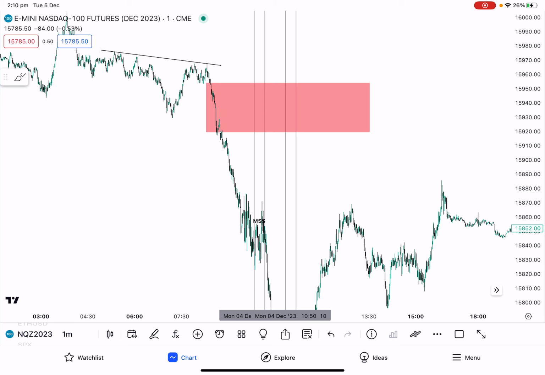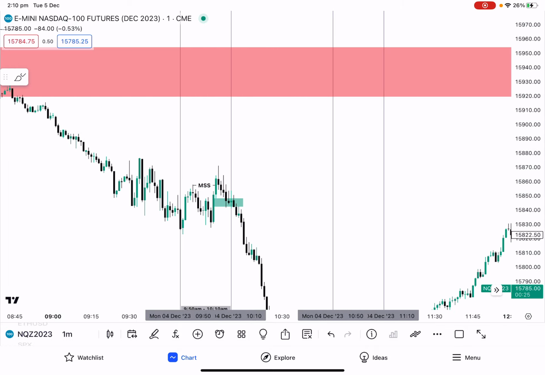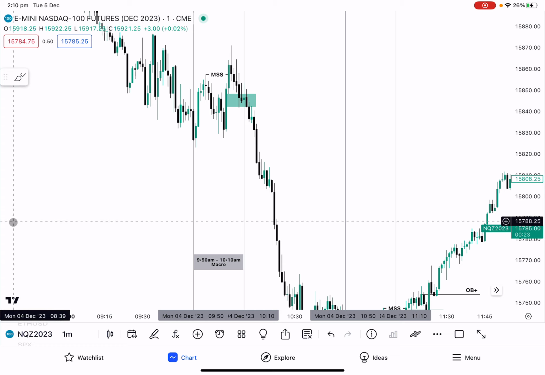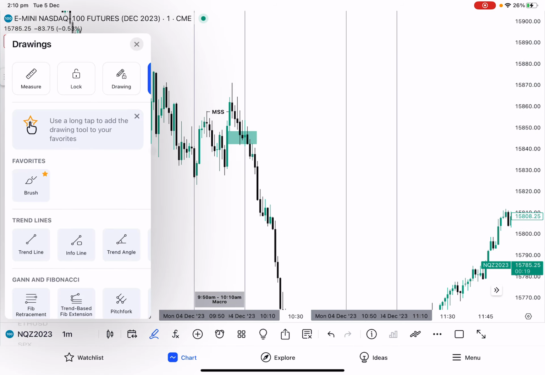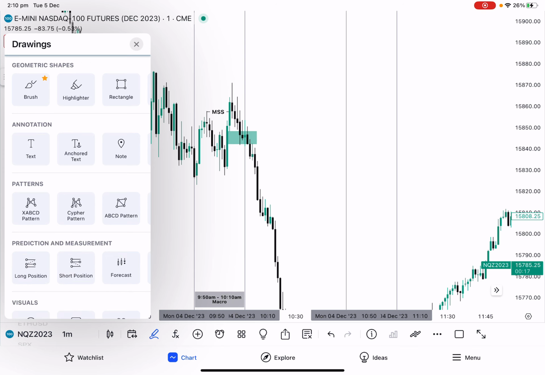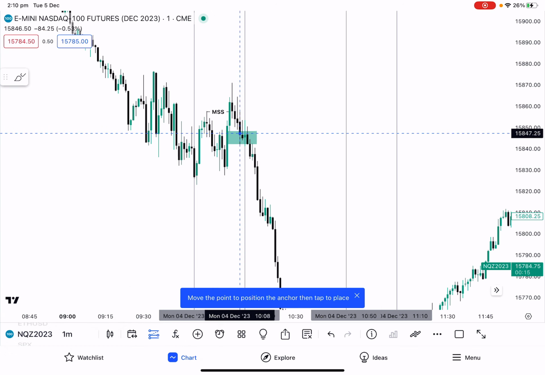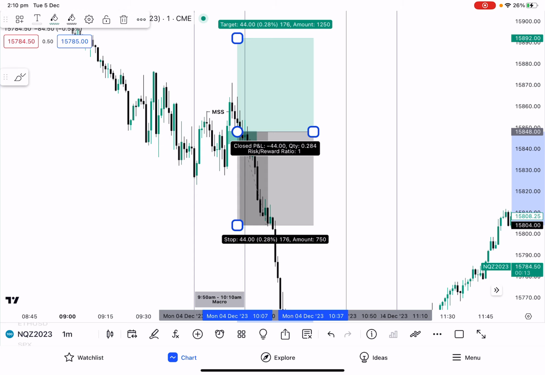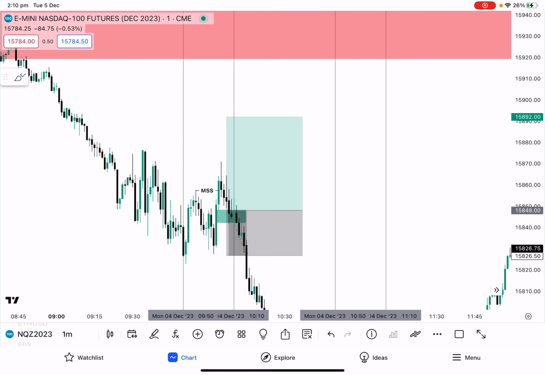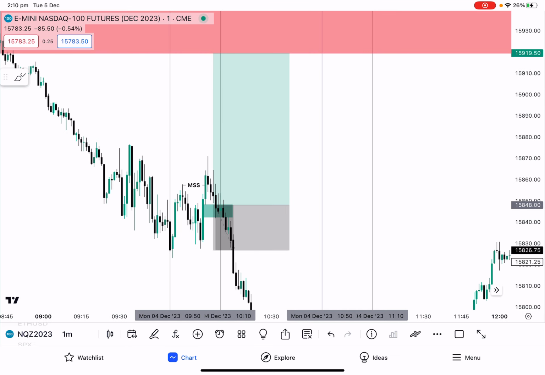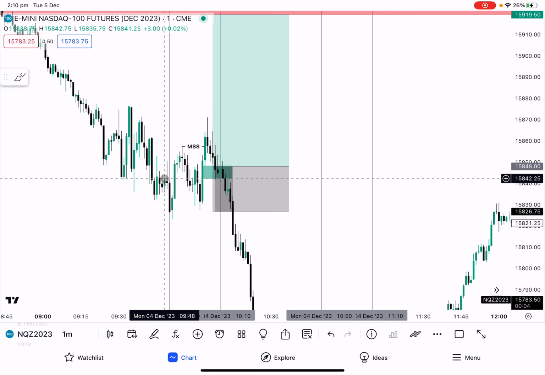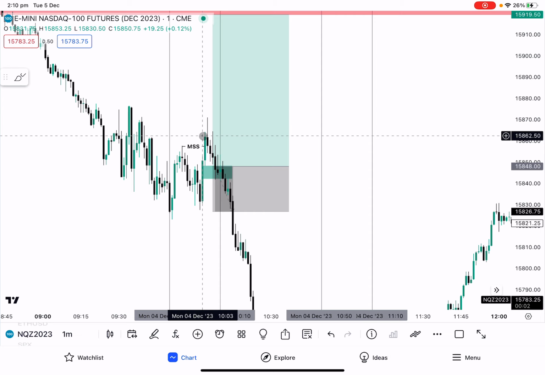So for the silver bullet model, you need a raid of liquidity, which we had. We need a market structure shift, which you can see we have within this macro period. And then you need to return to a fair value gap. So the entry that was typical here was a long position from this fair value gap, placing your stop loss below this swing low and targeting a 1 to 2, or you could have targeted this imbalance, whatever you wanted to, right? But as you can see, price pushed up, right?